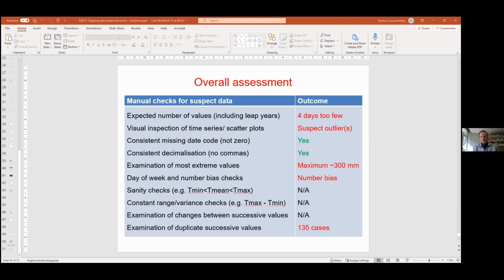Oh, so we're talking about the missing data values. Is that what we mean here? Yes, I think so. Yeah.